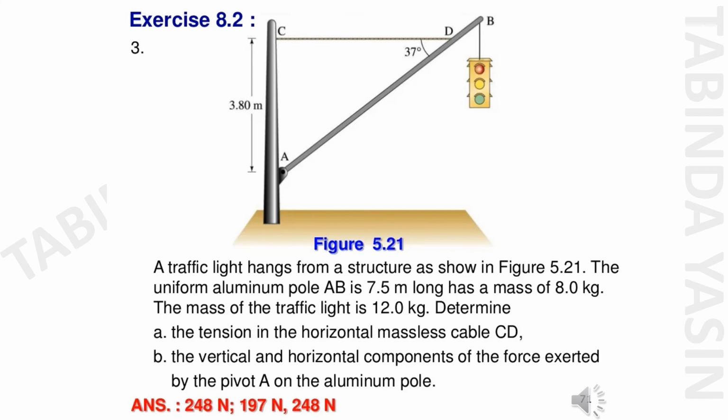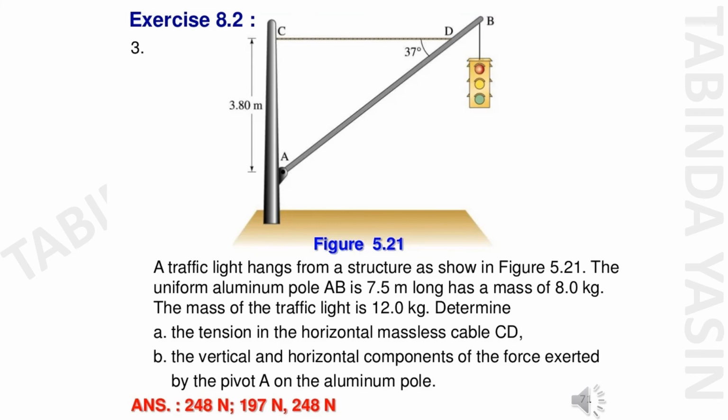The uniform aluminum pole AB is 7.5 meter long and has a mass 8 kg. The mass of the traffic light is 12 kg. Determine the tension in the horizontal massless cable CD, and the vertical and horizontal components of the force exerted by the pivot A on the aluminum pole.